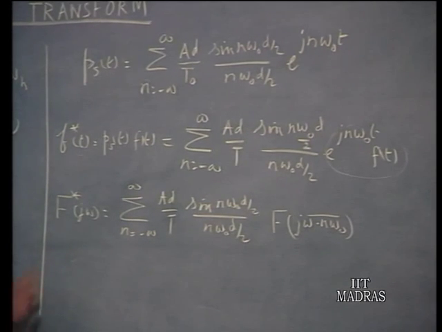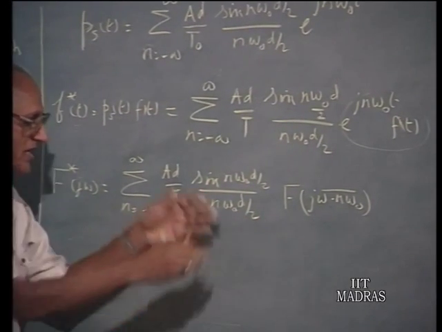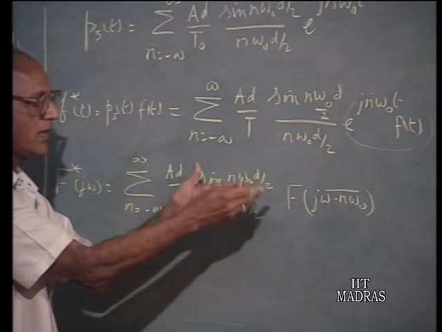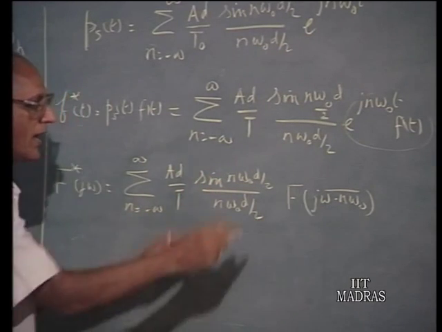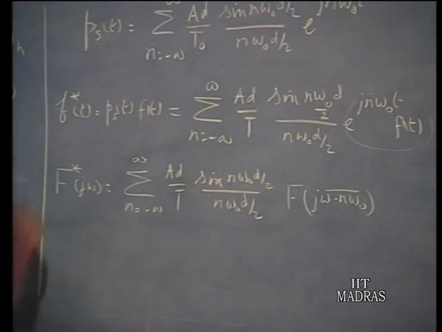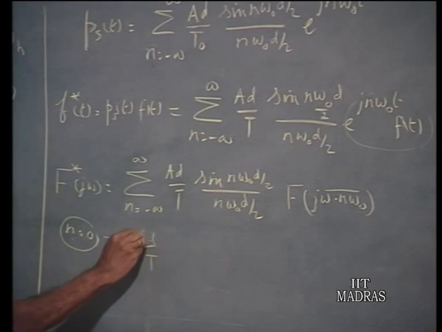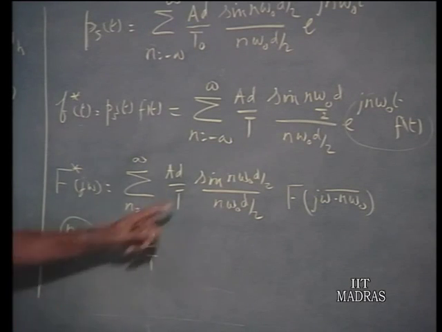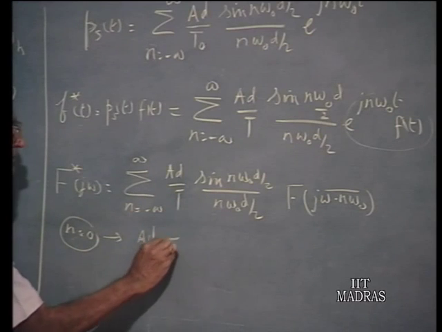Now, let us see what we have got. F star of j omega, the Fourier spectrum of the sampled version, consists of several terms like this: when n equals 0 it is F of j omega, when n equals 1 it is F of j omega minus omega naught, and for each value of n you have a particular coefficient. So, if you take n equals 0, the portion of this corresponding to n equals 0 will be a d upon t naught, times 1, since sin theta by theta when theta equals 0 is 1, times F of j omega.